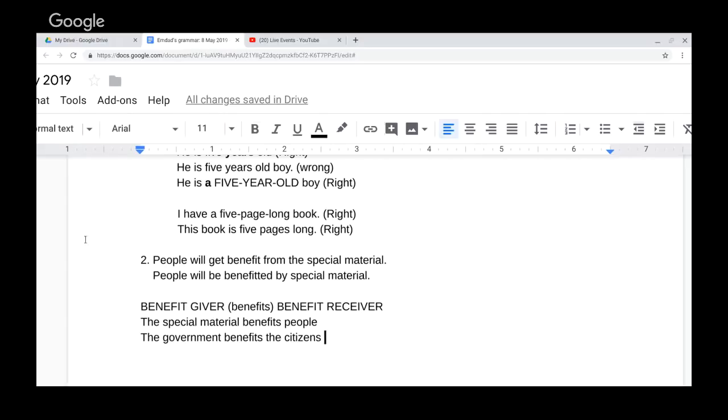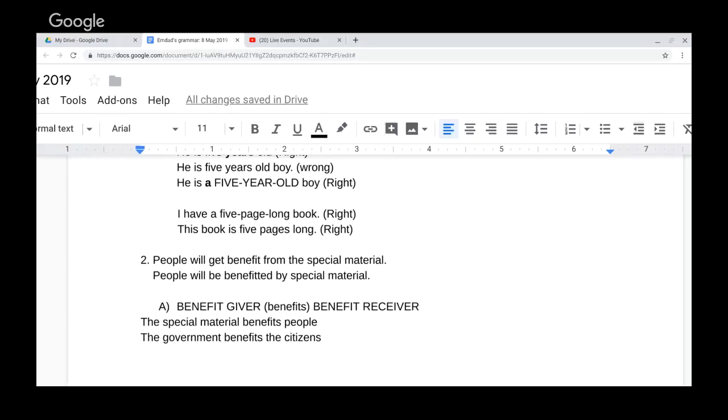So this is way number one, or let's make it A here, of the grammar rule. So benefit giver benefits the benefit receiver. Could be benefit as well, if the benefit giver is plural noun. So for example, teachers and students. So can I say teachers benefits? Nah, it has to be teachers benefit. Teachers benefit students when it comes to special material, something like this, yeah?